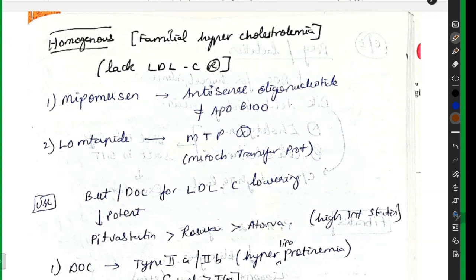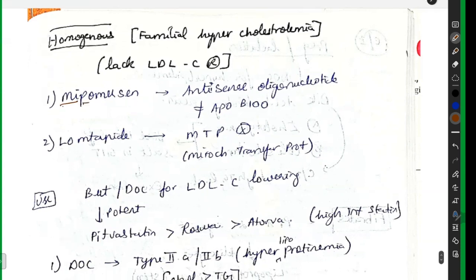Number one, mipomersen. What is mipomersen? It is nothing but an antisense oligonucleotide. That is, it acts against your ApoB100. ApoB100 is also one type of lipoprotein which carries your lipid. That is going to be inhibited. Now coming to lomitapide. What is lomitapide? It is nothing but a microsomal triglyceride transfer protein inhibitor.